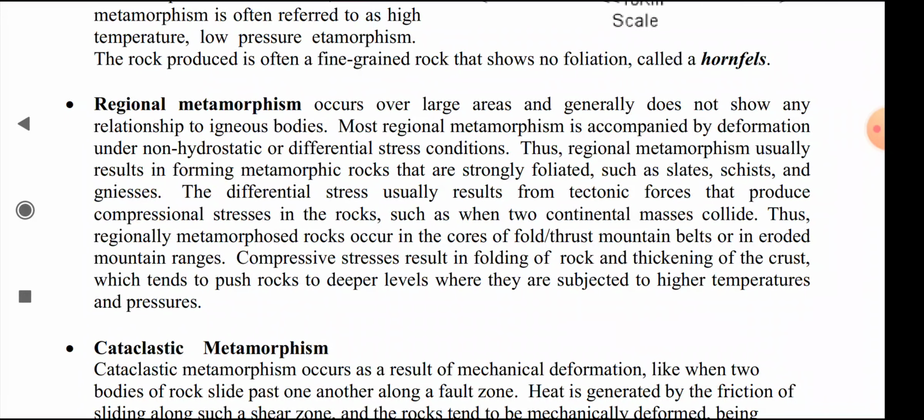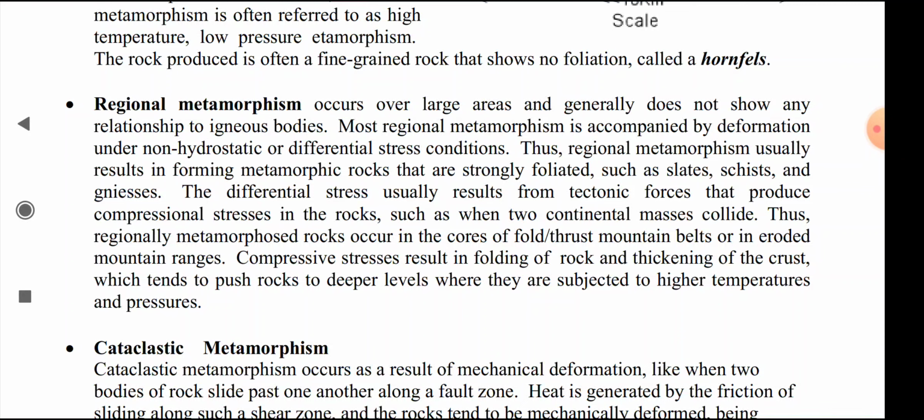Regional metamorphism. Regional metamorphism occurs over large areas and generally doesn't show any relationship to igneous bodies. Most regional metamorphism is accompanied by deformation under non-hydrostatic or differential stress conditions. Thus, regional metamorphism usually results in forming metamorphic rocks that are strongly foliated, such as slate, schist, and gneiss.